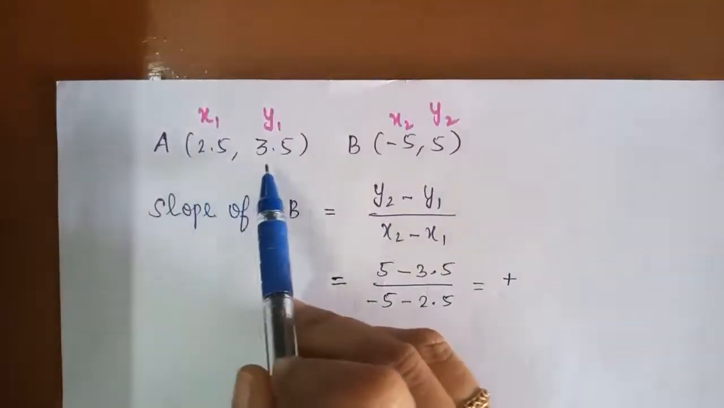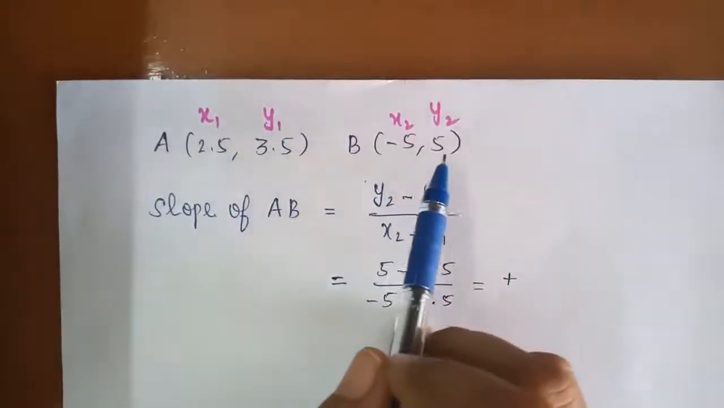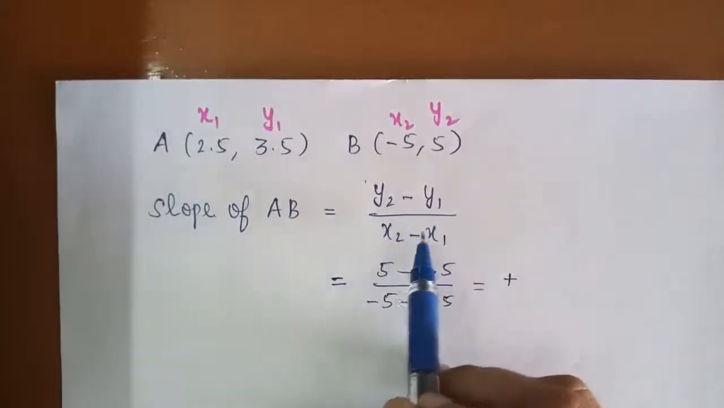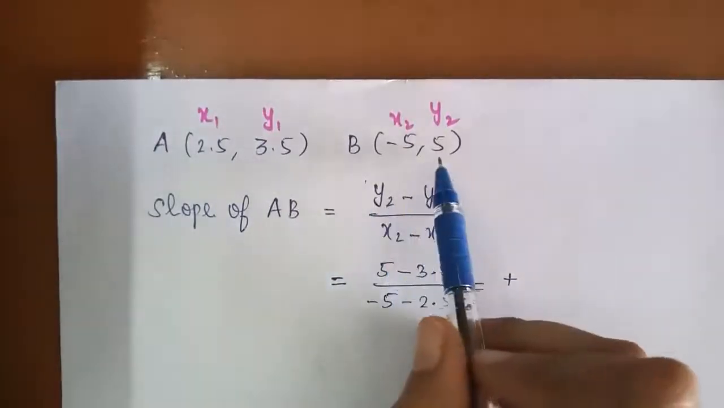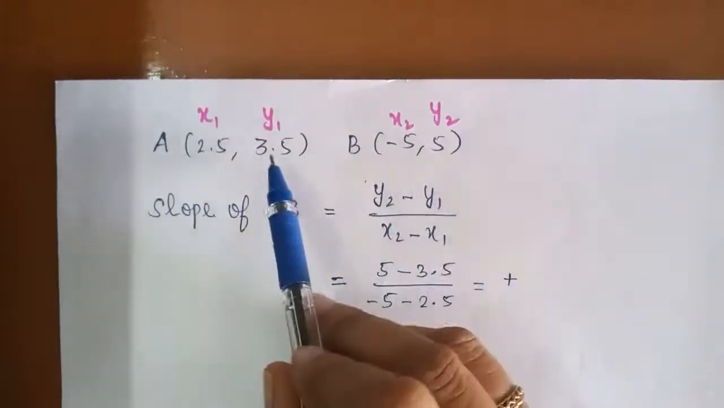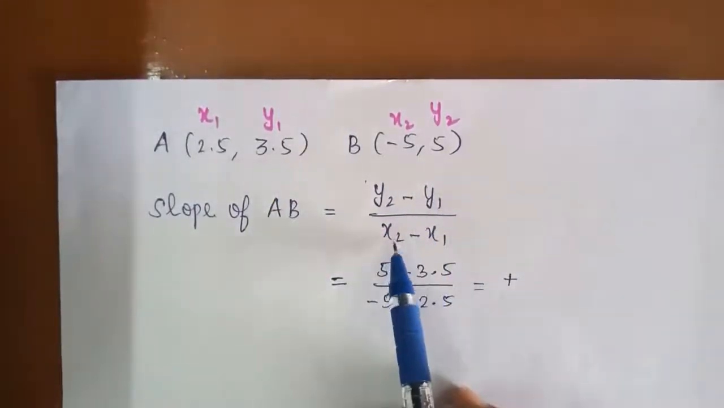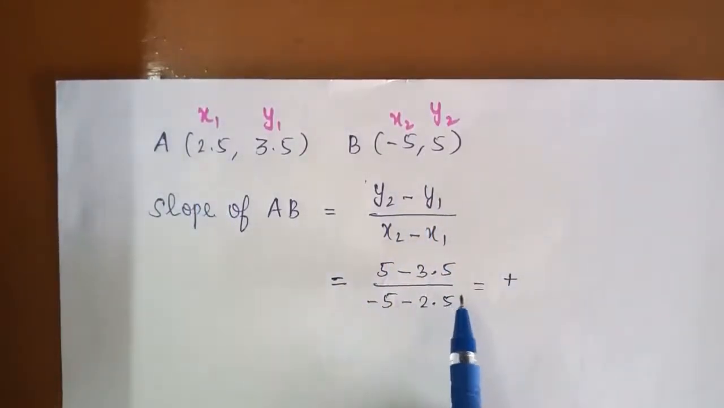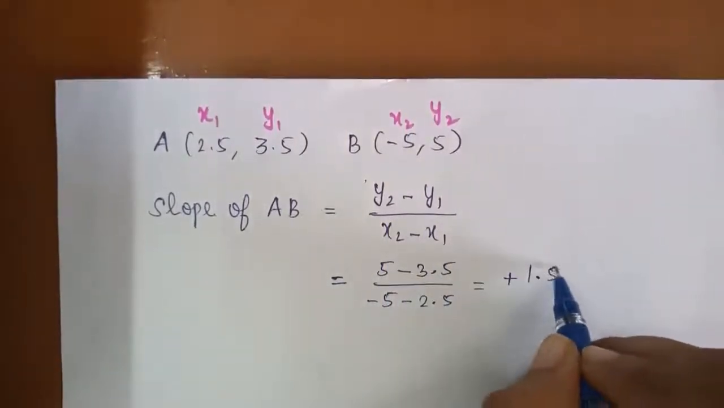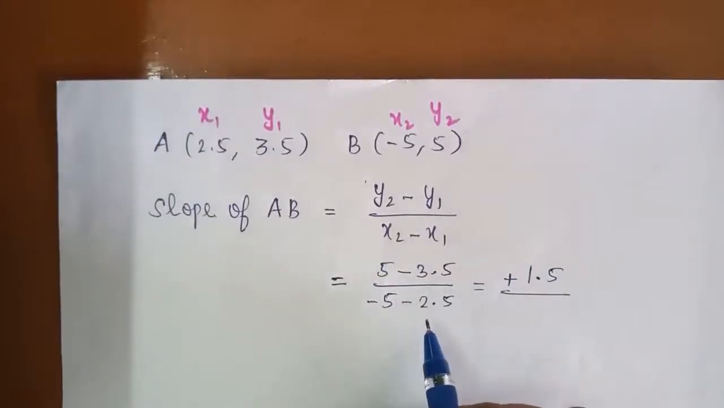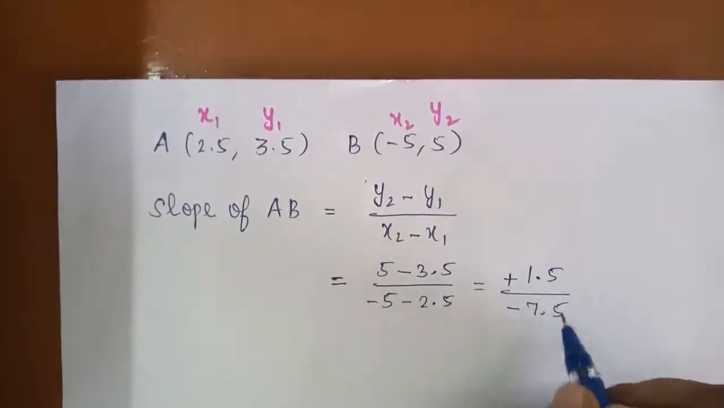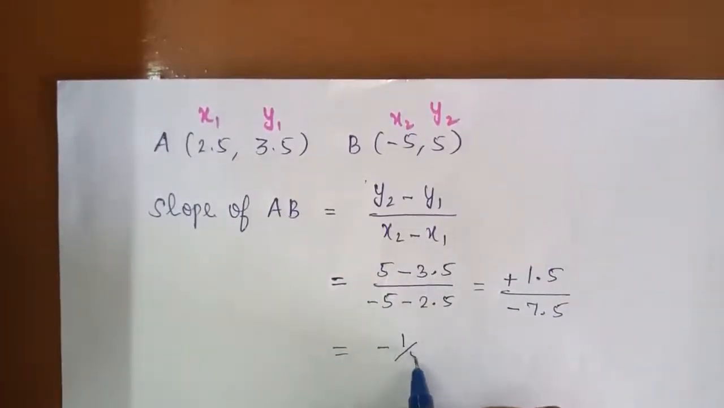A coordinate is 2.5 comma 3.5, B coordinate is minus 5 comma 5. We have to find the slope of AB, which is equal to y2 minus y1 divided by x2 minus x1. Then the y2 value is 5 minus y1 is 3.5, divided by x2 value is minus 5 minus x1 value is 2.5, which is equal to 5 minus 3.5, which is nothing but 1.5, divided by minus 5 minus 2.5, which is minus 7.5, which is equal to minus 1 by 5.